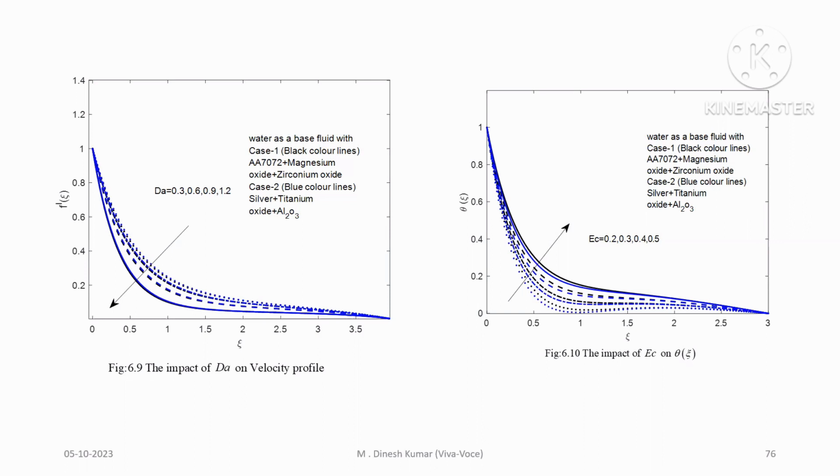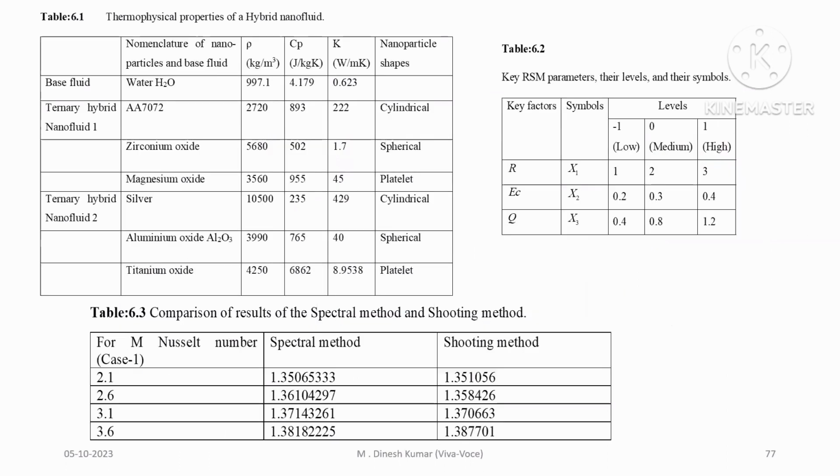Why? Because shear forces are converted into heat. So due to that reason, for the Eckert dimensionless parameter, the temperature profile rises. And these are the thermophysical properties for RSM, the coded values, and this is the comparison between the spectral method and the shooting method. I did both comparisons.